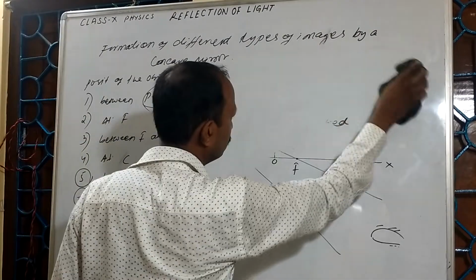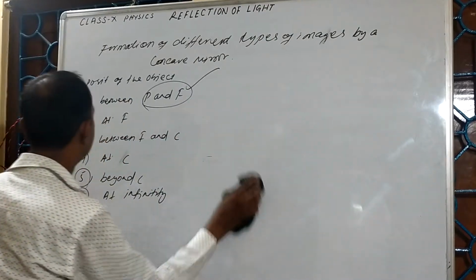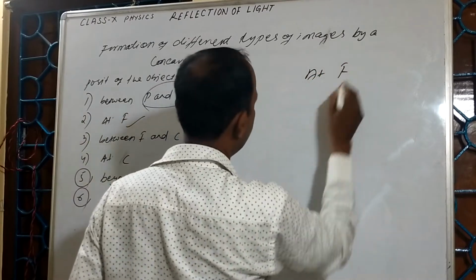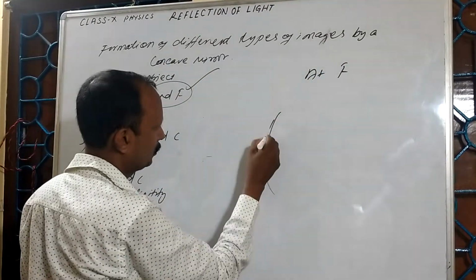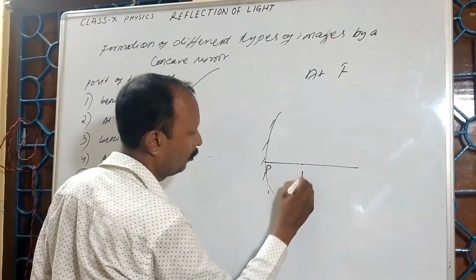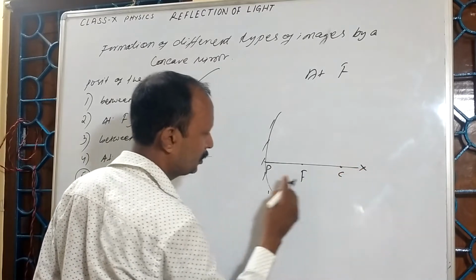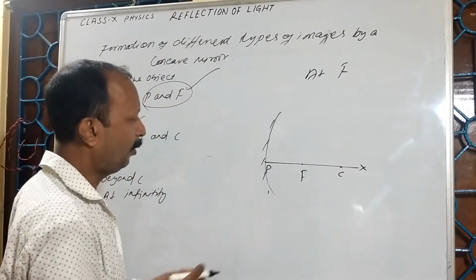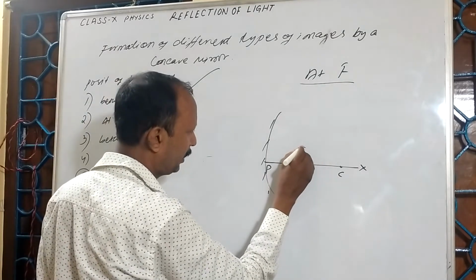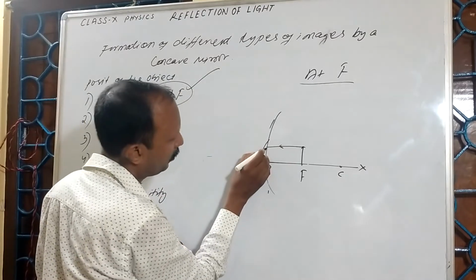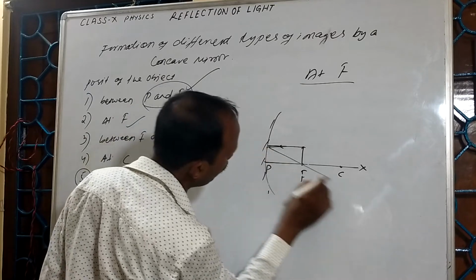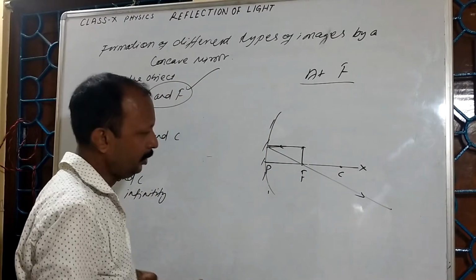Second one, at focus, at F. See here. So this is the pole, focus, center of curvature. This is the principal axis. Suppose the object is at F. So light ray comes parallel. It will reflect through the focus. Already we have studied the rule I said. Goes through the focus. Okay.